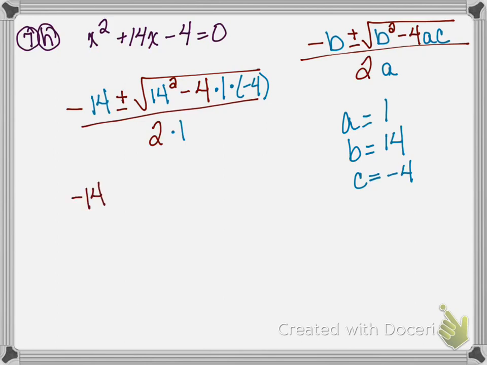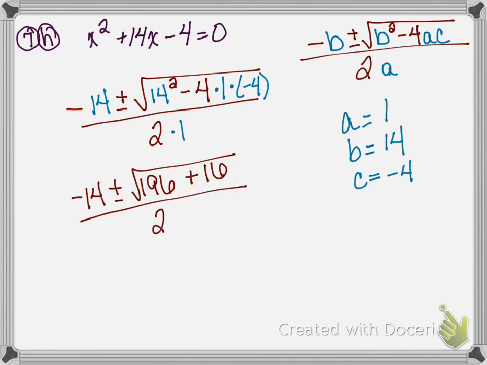Okay? So, now let's do some computation. -14 plus or minus the square root. 14 squared is 196. Okay? Then I have -4 times +1 times -4. So that is going to be plus 16, because -4 times 1 is -4, times -4 is going to be positive 16. And then all of that is over 2.